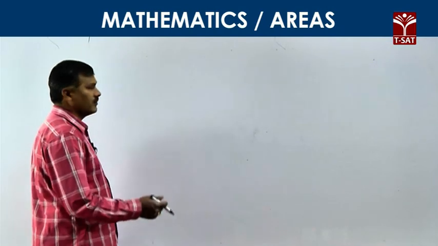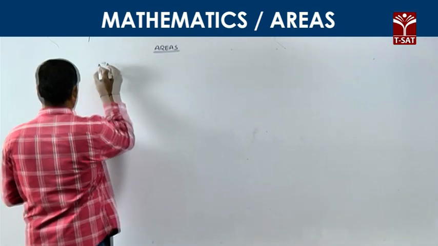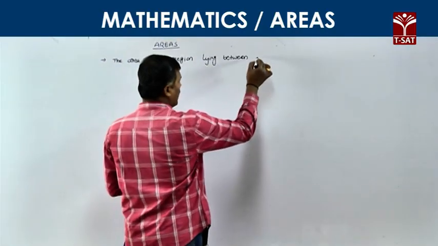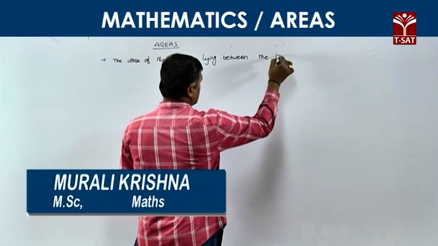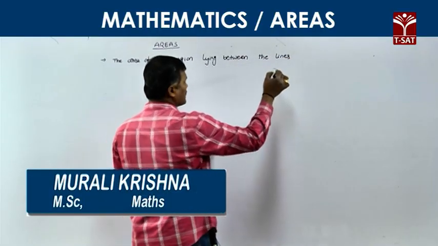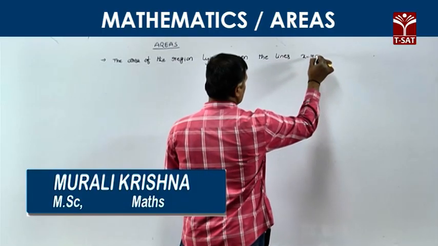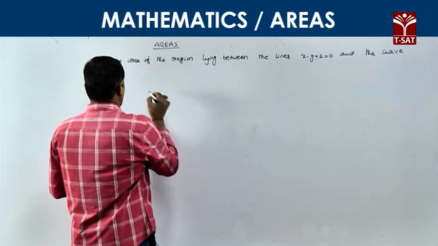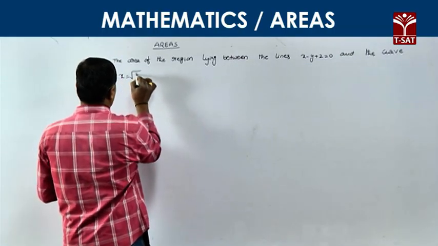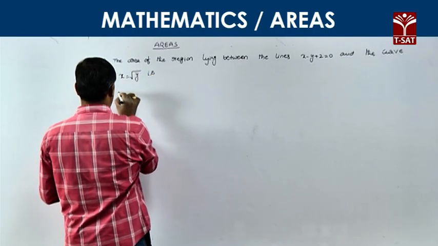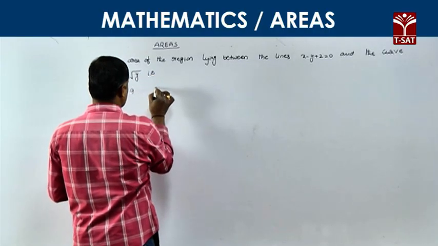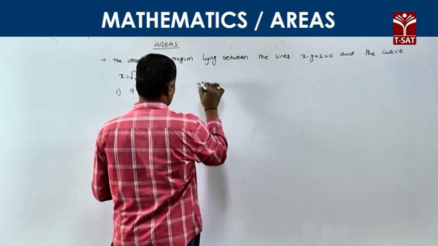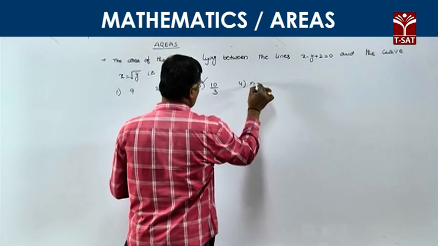I am going to discuss areas. One problem: the area of the region lying between the line x minus y plus 2 is equal to 0 and the curve x is equal to root y is. First option 9, second option 9 by 2, third option 10 by 3 and fourth option none.